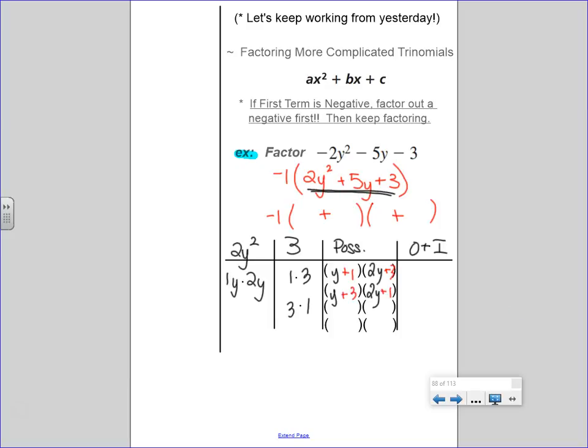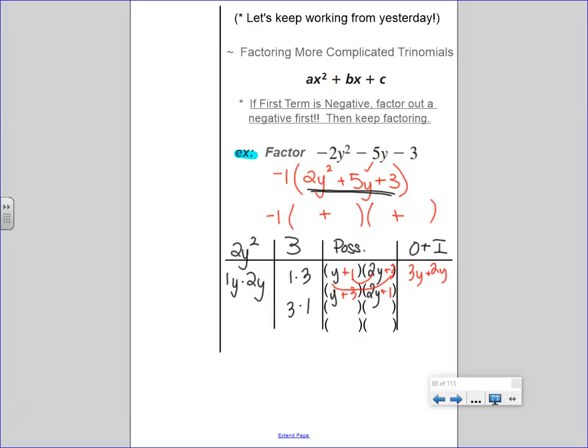Who's already figured out which one works? The first one doesn't work? Can you prove it to me? What's outer? 3y. What's inner? 2y. What's 3y plus 2y? 5y. Got it.